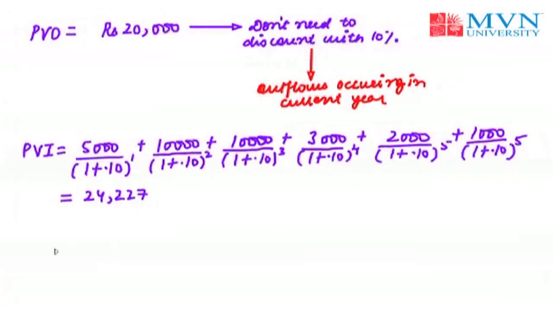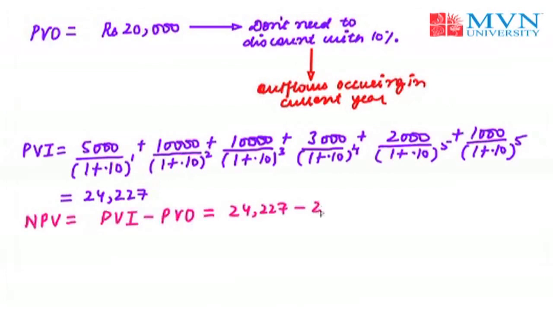24,227. Now the next step was calculating the net present value, which can be calculated as the present value of inflows minus the present value of outflows. Here the present value of inflows is this. We need to subtract the present value of outflows from it, and the value was 20,000. So the net present value is 4,227. And since this value is greater than 0, therefore we need to accept this proposal.